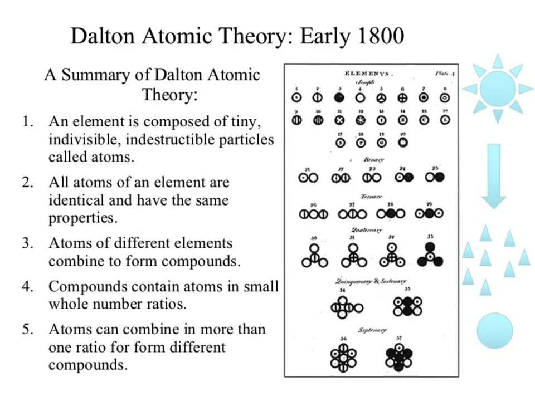Dalton's atomic theory. He listed 5 things. So he went through with all of the experiments that he'd ever done, made some observations, and then tested those observations, and he found these things to be roughly true. Okay? An element is composed of tiny, indivisible, indestructible particles that he called atoms. All atoms of an element are identical and have the exact same properties. Atoms of different elements combine to form compounds. Compounds contain atoms in small whole number ratios, and atoms can combine in more than one ratio to form different compounds. What's shown on the right?